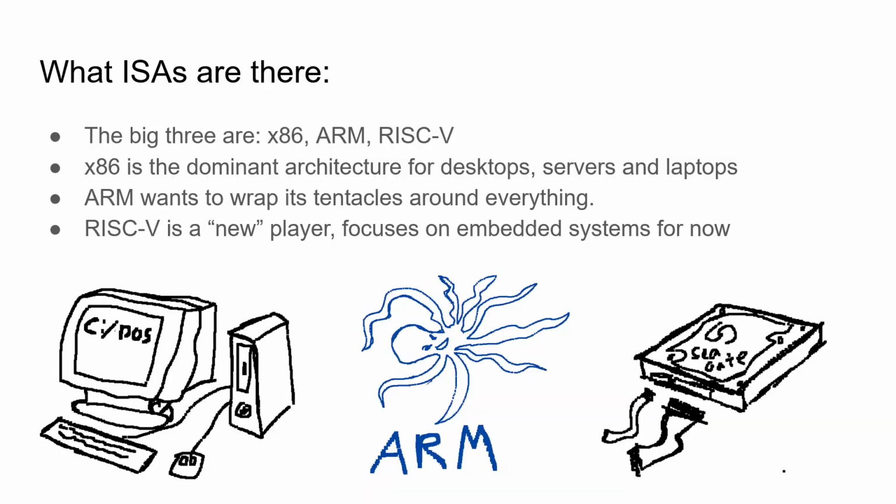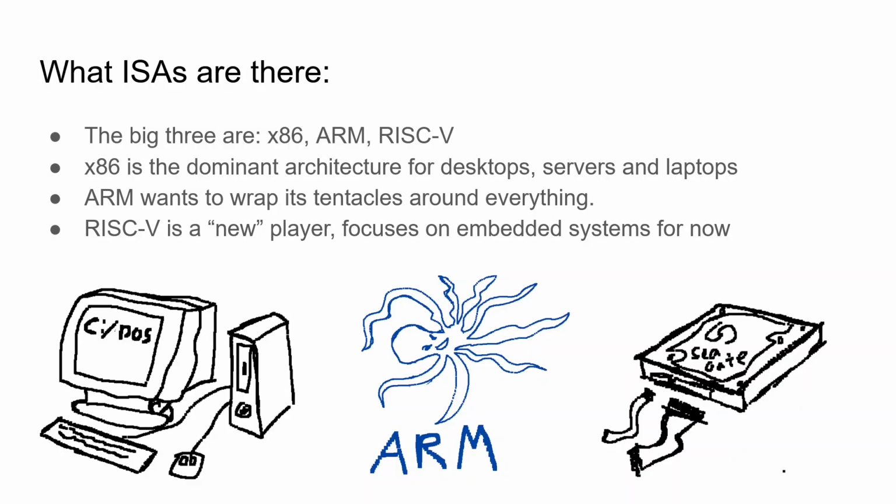What ISAs are there? Well, the big three are x86, ARM, and RISC-V. x86 is the one you usually see in your desktops, your servers, your laptops, and some of those good old mini PCs. Well, ARM is trying to do everything. They're trying to be your toaster, your smart fridge, your cell phone, and everything x86 is trying to do. They've got their tentacles over everything. They're very evil. And RISC-V, well, to be blunt, they've got the same ambitions as ARM, but they're not there yet.